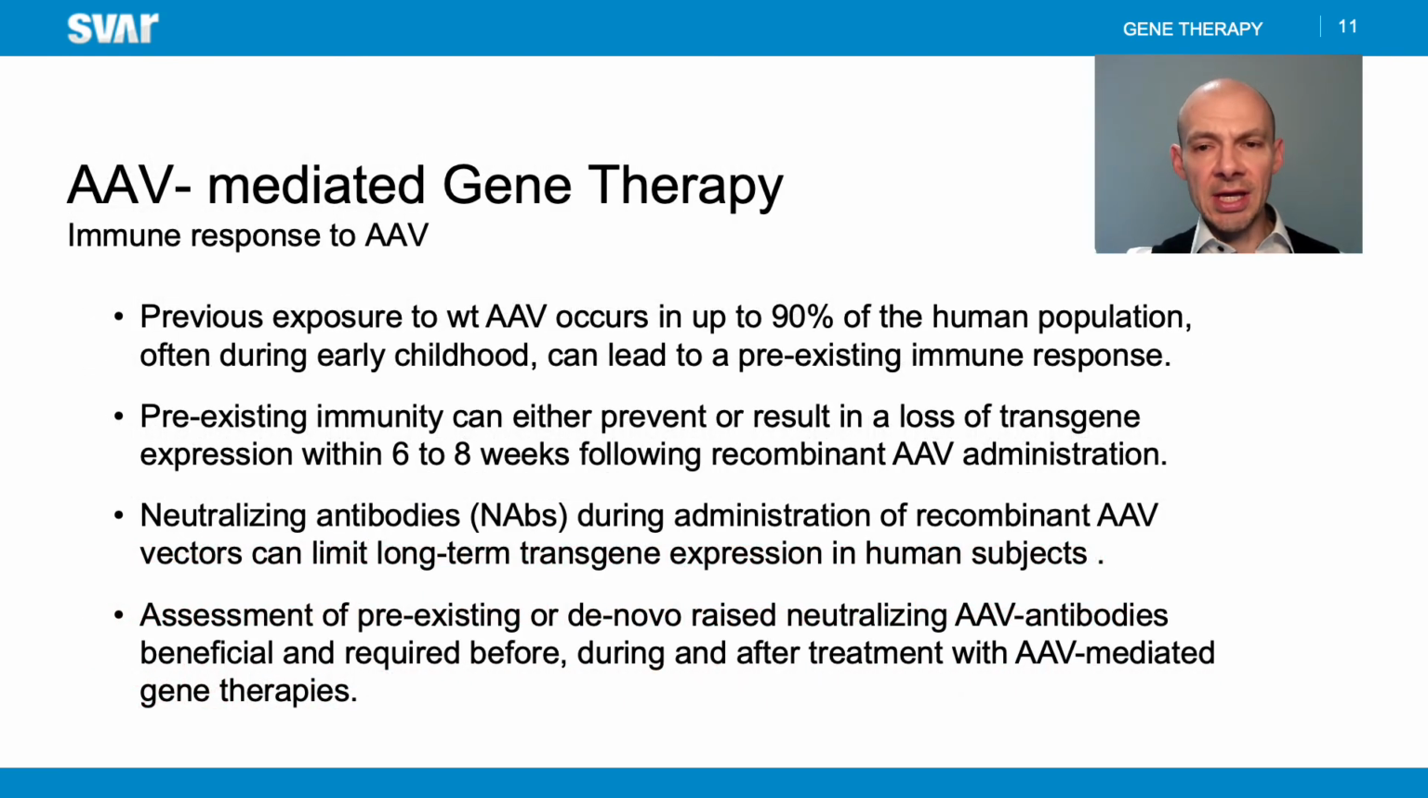Regarding the immune response to AAV, up to 90% of the human population has been exposed to wild-type AAV, very often in early childhood, which can lead to pre-existing immunity. It is known that a pre-existing immunity can prevent or result in a loss of transgene expression following AAV administration. Neutralizing antibodies during administration of recombinant AAV vectors limit long-term transgene expression in human subjects.